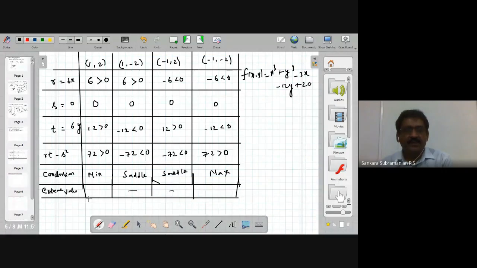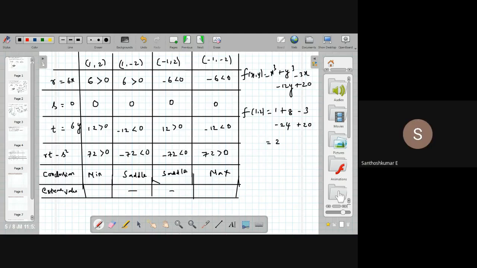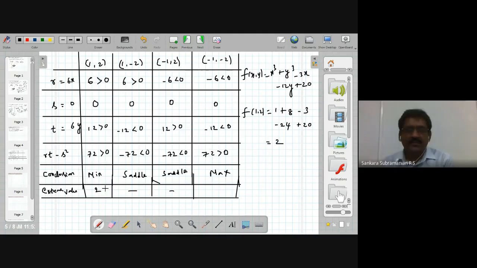So this is going to be the minimum value at the particular point. So we want to find f of 1, 2. 1 plus 2 cube is 8. 2 cube is 8 minus 3 minus 12, 2s are 24 plus 20. So you get minus 20... minus 7. You get 2. So the minimum value is 2.